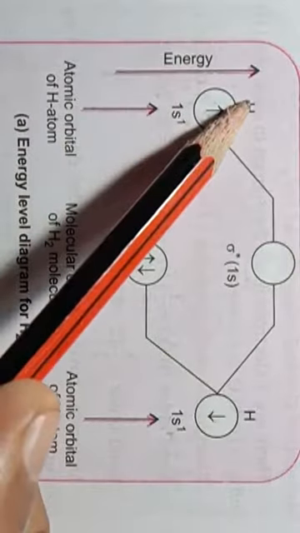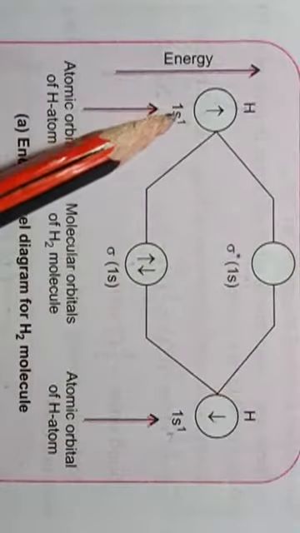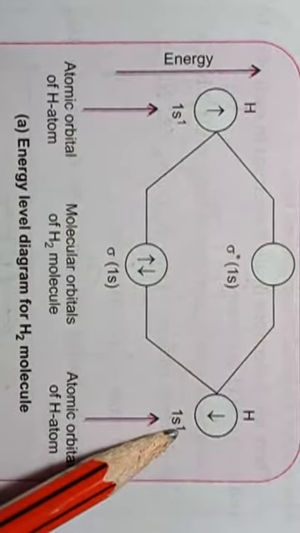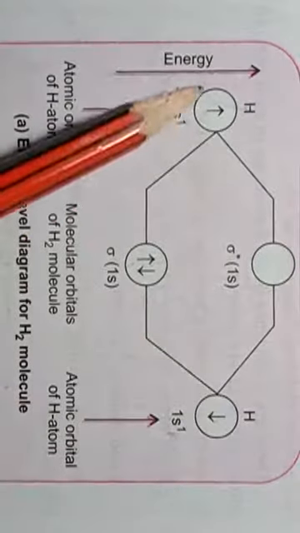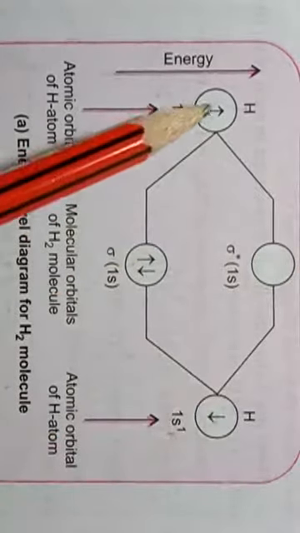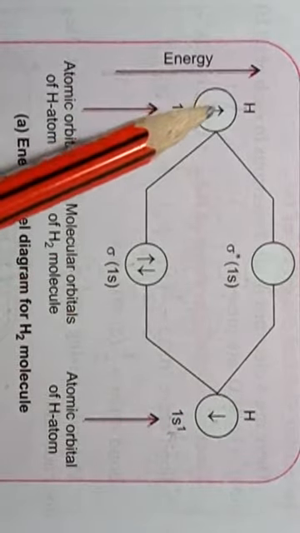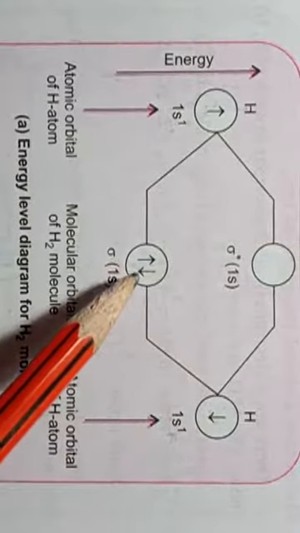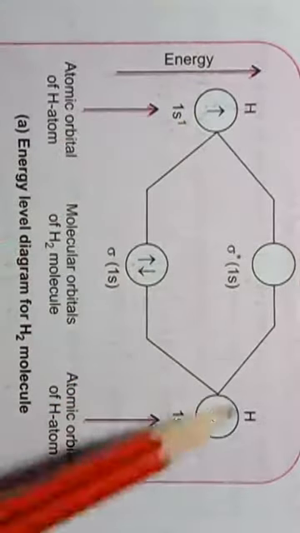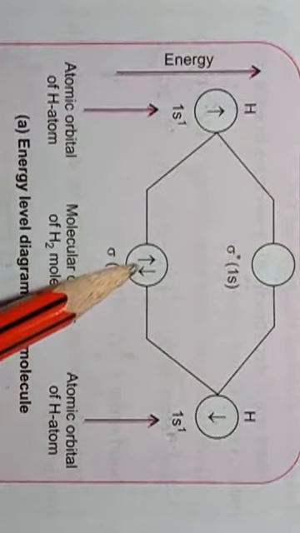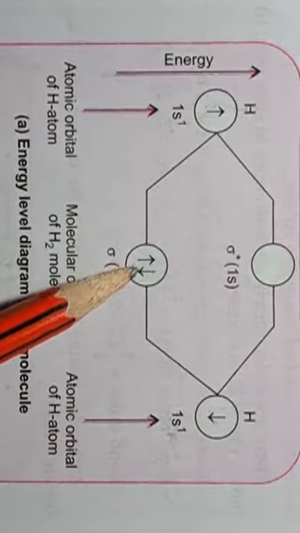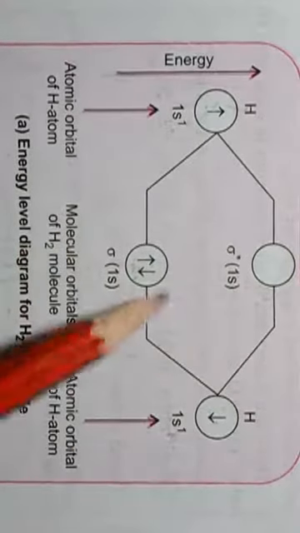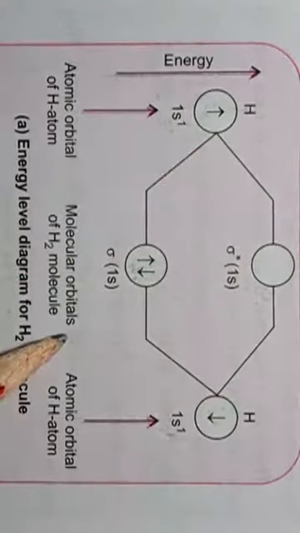Okay students, so this atomic orbital of H has 1s1 configuration. This atom also has 1s1 configuration. These are the electrons present in the atomic orbitals. Now these atomic orbitals, after combination, form two new orbitals, molecular orbitals: bonding and anti-bonding. So these two electrons will be present in the lower energy molecular orbital, and the anti-bonding orbital will be vacant. So this is the energy level diagram of the hydrogen molecule.